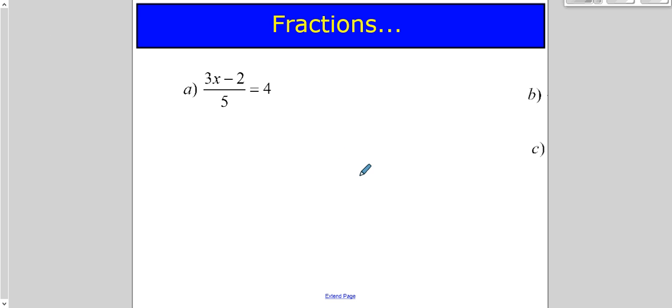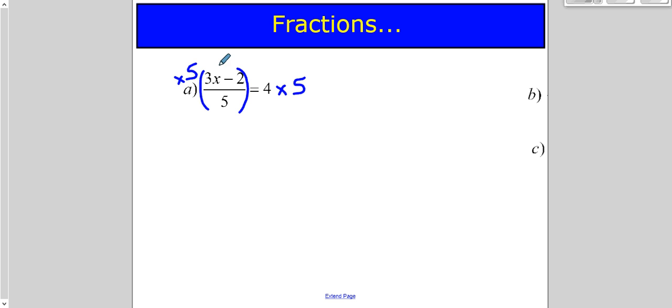Now, fractions, on the other hand, can provide a headache at times. So let's take a look at this. This has the whole thing divided by 5. If we do the opposite operation of dividing by 5, which is multiplying by 5, I would put brackets around this whole thing, and I would multiply by 5. But if I multiply by 5, I have to multiply the other side too. What you do to one side, you have to do to the other.